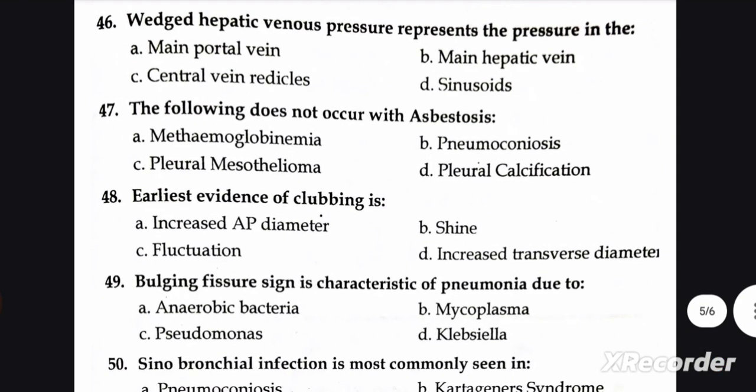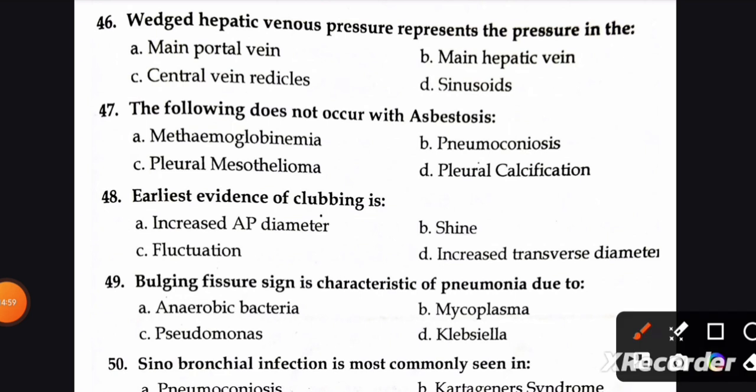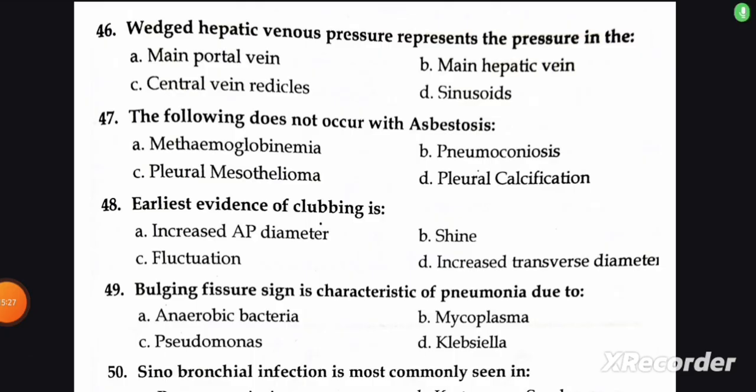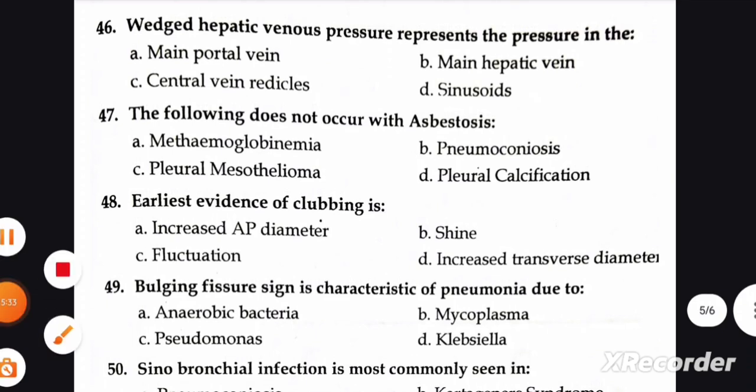Next question is which hepatic venous pressure represent the pressure in the A main portal vein, B main hepatic vein, C central vein radicals, and D sinusoids. Right option is A, main portal vein.